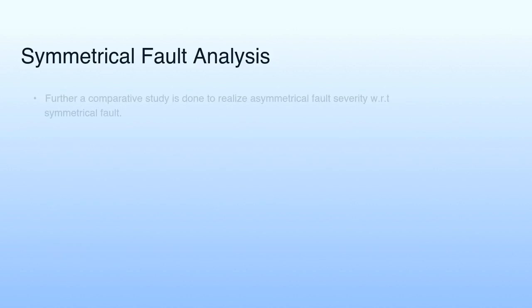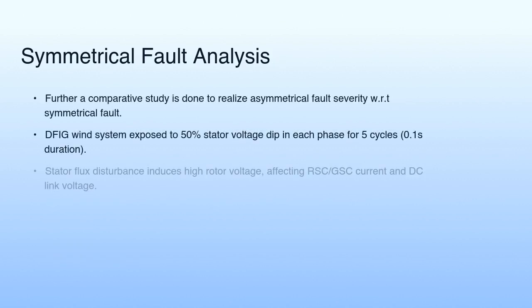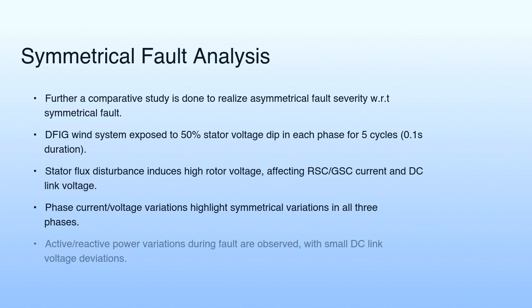To analyze symmetrical faults, the DFIG wind system is exposed to a 50% stator voltage dip in each phase for 5 cycles. This disturbance induces high rotor voltage, affecting the converter currents and DC link voltage. Phase current and voltage variations highlight the symmetrical nature of the fault, with observed active and reactive power fluctuations.